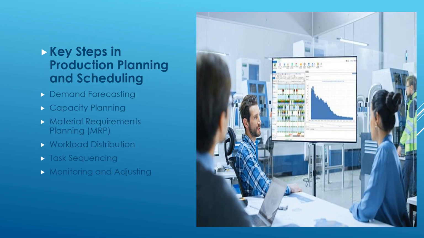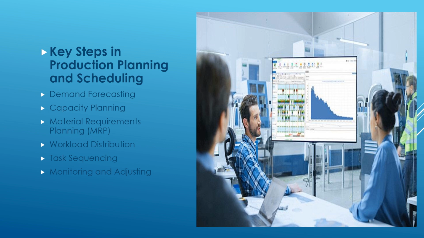Key steps in production planning and scheduling. First, demand forecasting. This involves analyzing historical data, market trends, and customer orders to predict future demand. Second, capacity planning. This involves assessing available resources and identifying constraints such as equipment limitations or workflow availability.